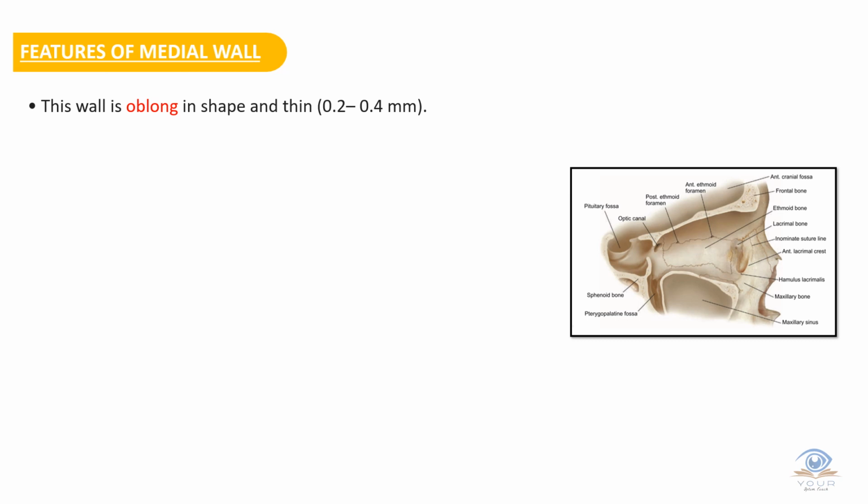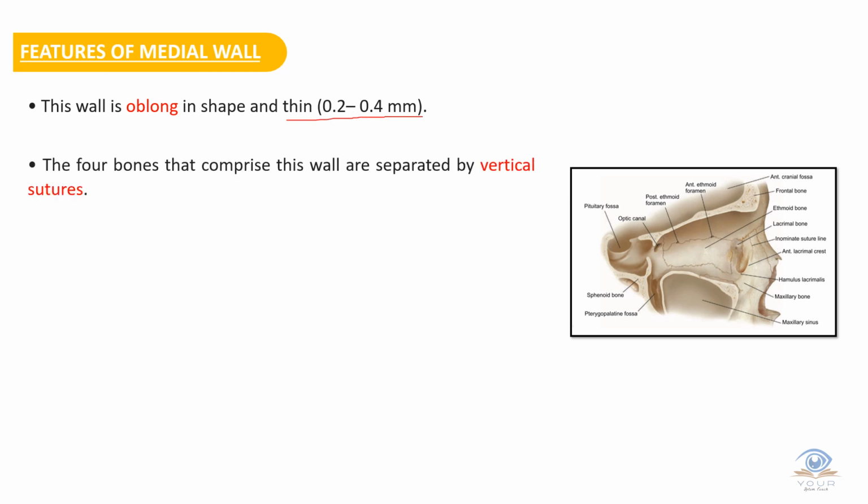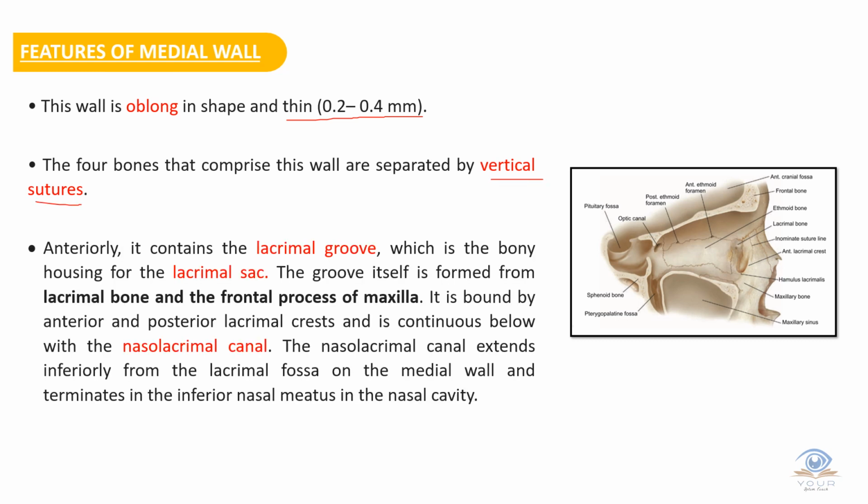Coming to the features of the medial wall, it is oblong in shape and is thin. As discussed before, it is the thinnest of all walls. The 4 bones that comprise this wall are separated by vertical sutures. Anteriorly, it contains the lacrimal groove, which is the bony housing of the lacrimal sac. This groove itself is formed from the lacrimal bone and the frontal process of the maxilla.